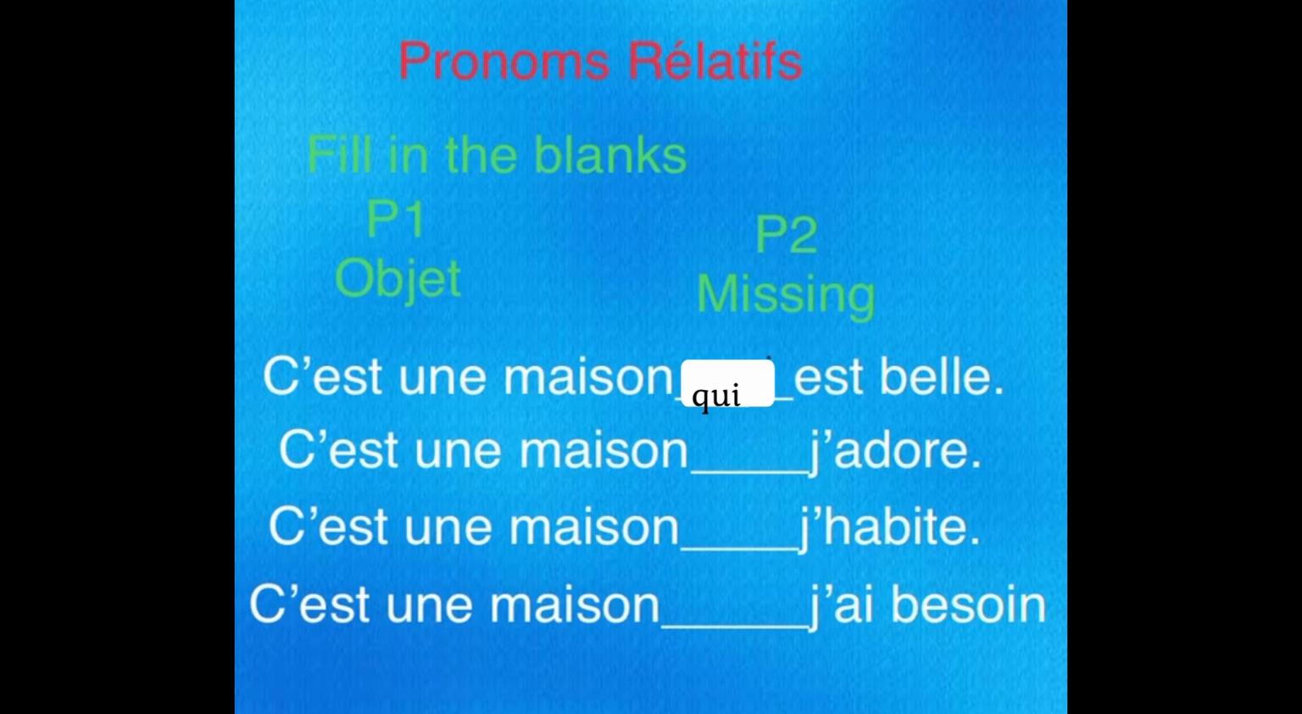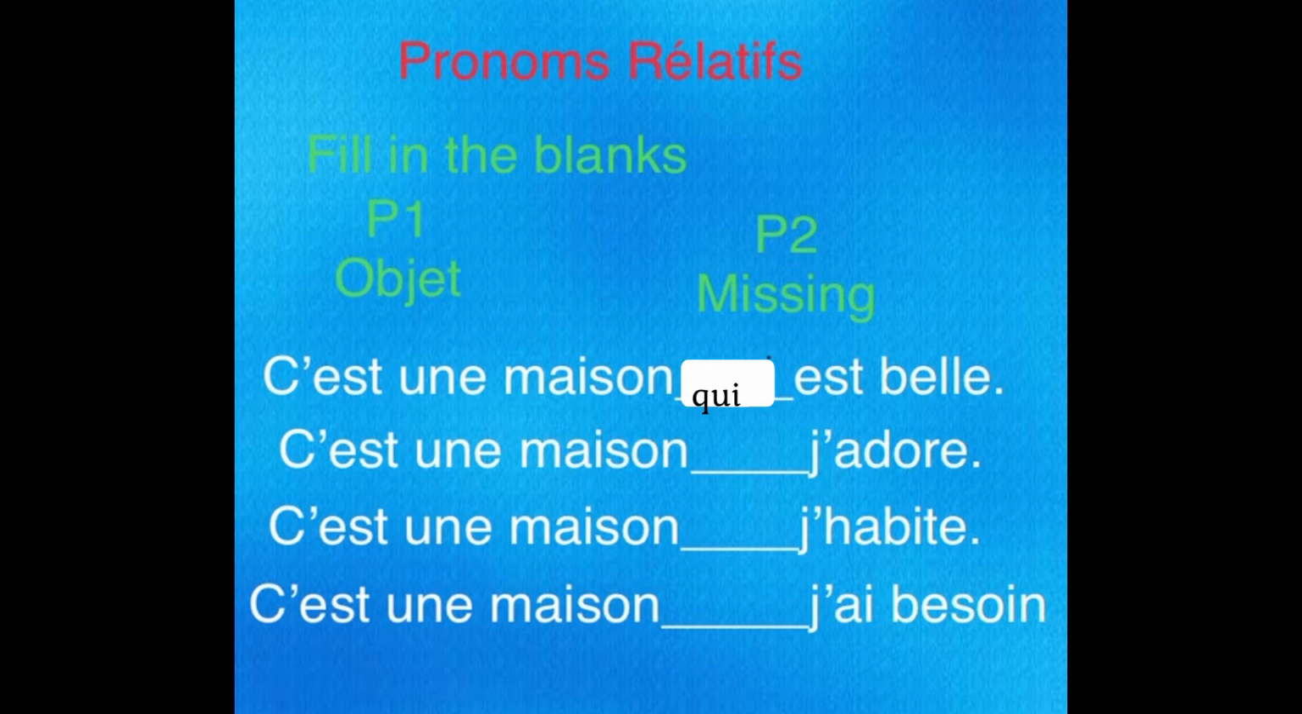Since que will replace the subject in phrase 2, which is la maison, it will become: this is a house which is beautiful. So, friends, please remember that an easier rule is that whenever we are given a blank and after the blank there is a verb, the blank is always filled with qui.